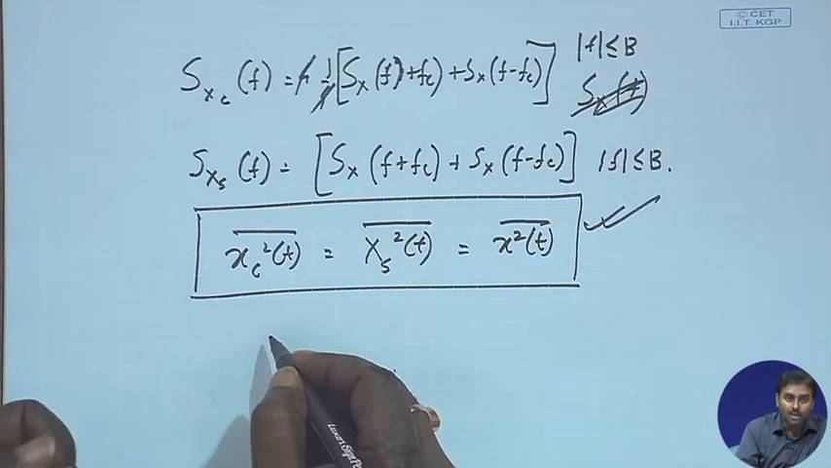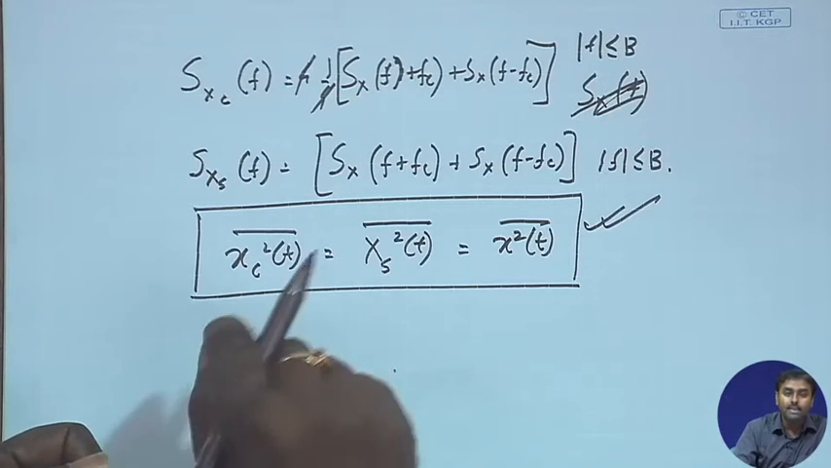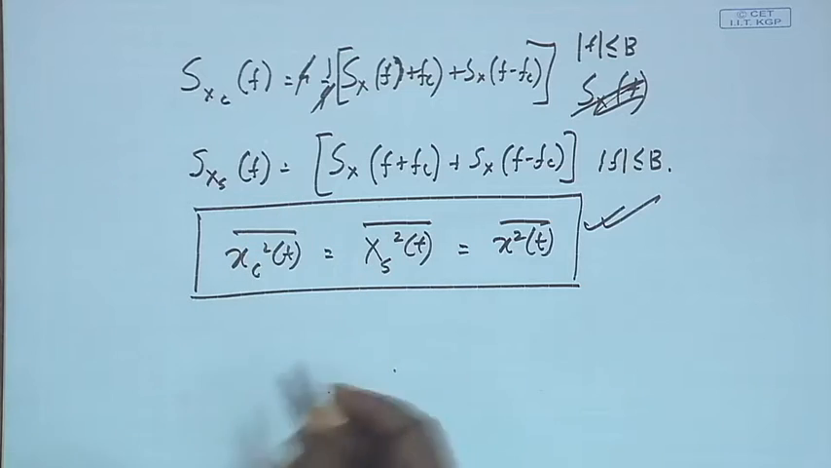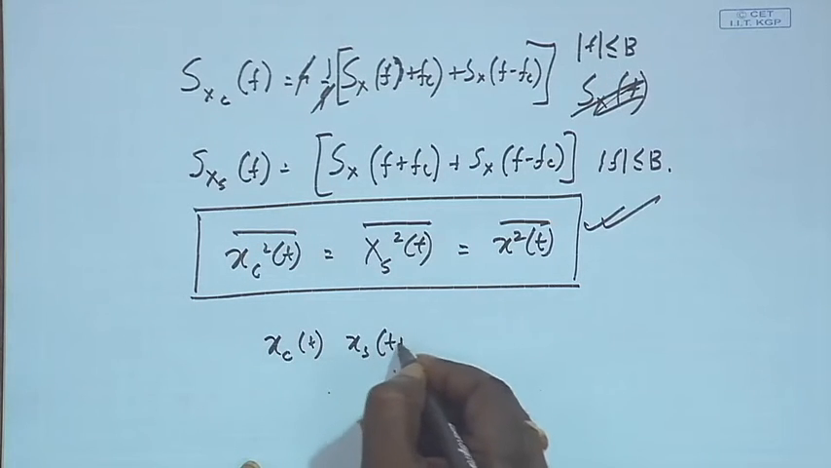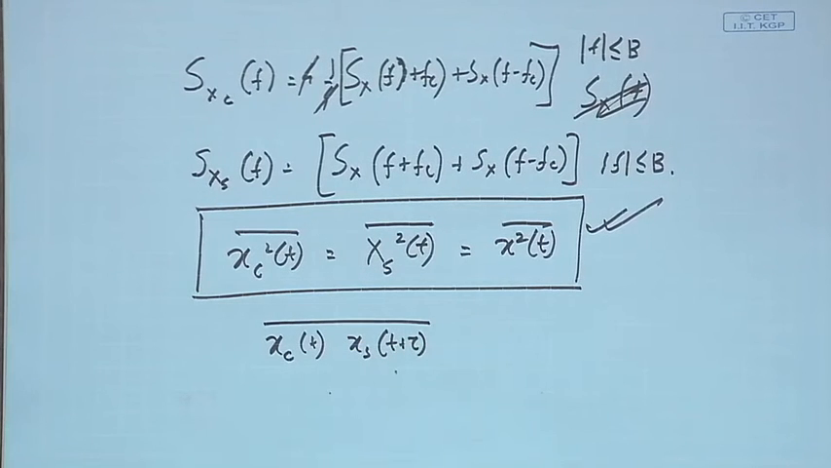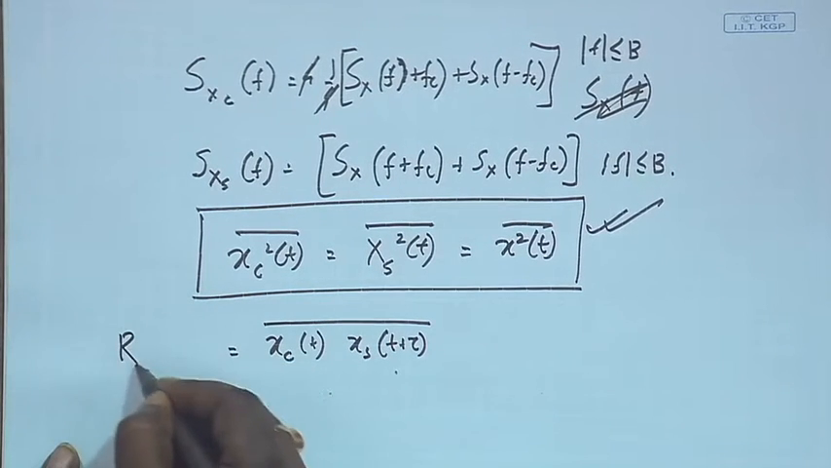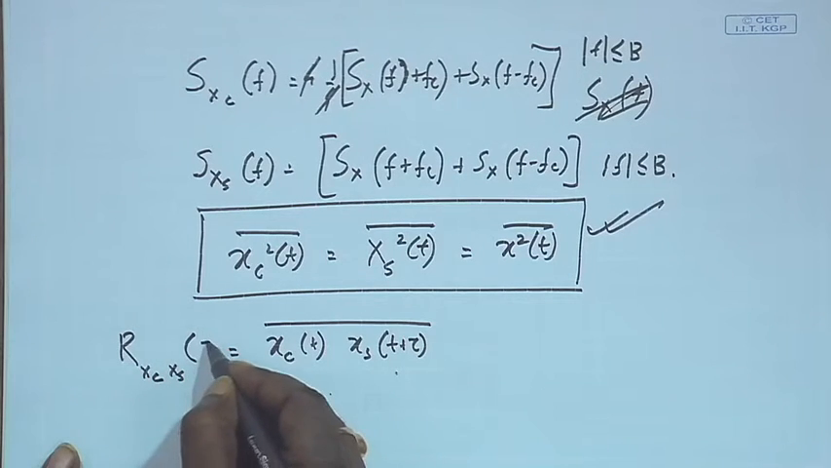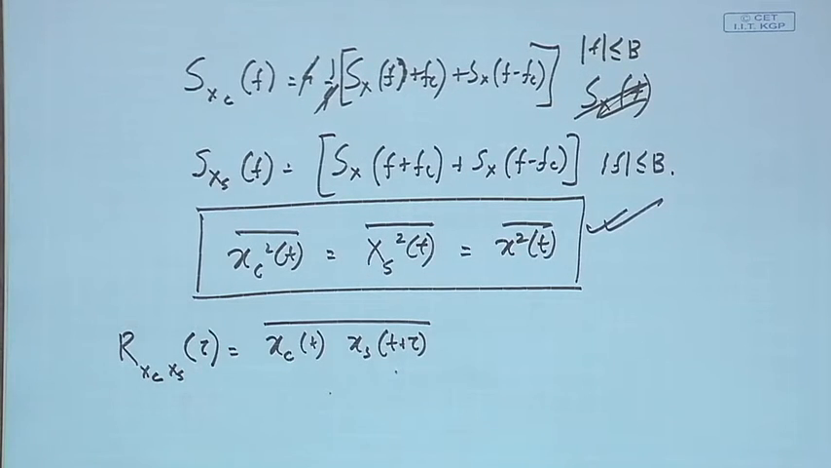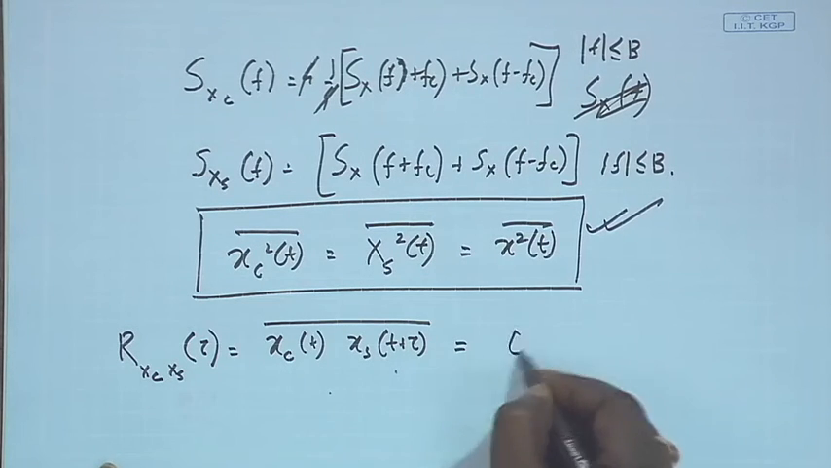Now, what we wish to do is evaluate the cross correlation of this XC and XS. Now, we have two things: XCT and XST plus tau, okay, which is nothing but R XC XS, if it is stationary. So, we will be able to prove that this will be just 0.